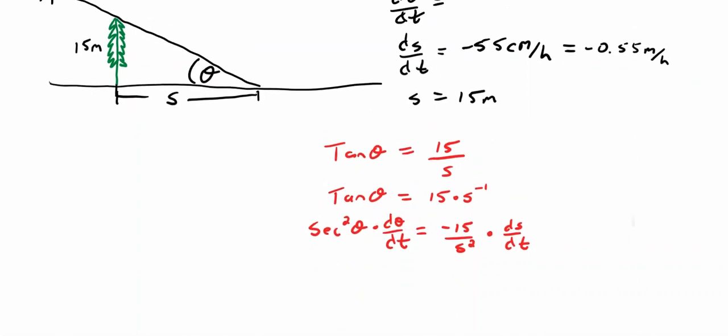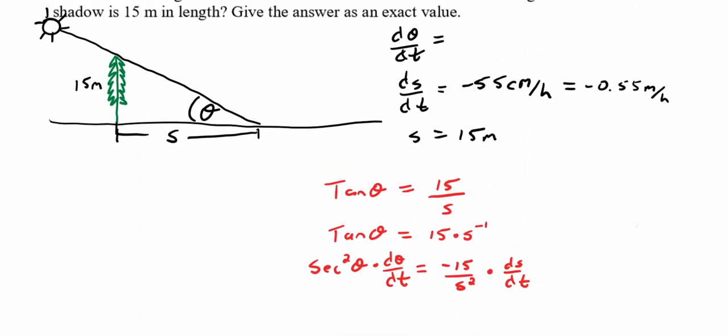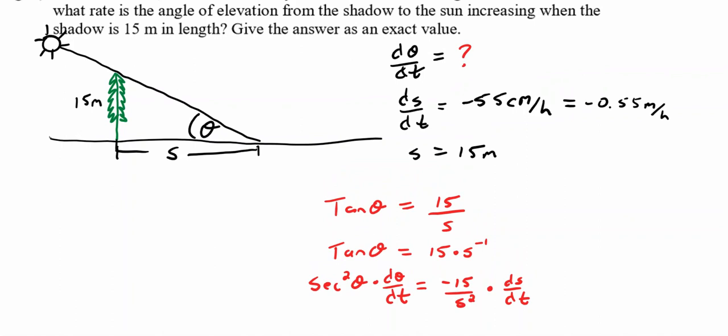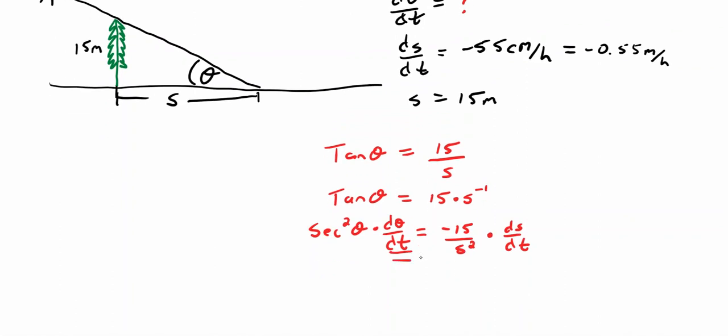Okay, so what do we have and what do we need here? We're looking for d theta dt. It looks like we need the angle at that moment in time, and it looks like we need S. And we actually have S, don't we? Yes. And we have ds dt. So I think all we have to do is just find the angle at that snapshot in time.